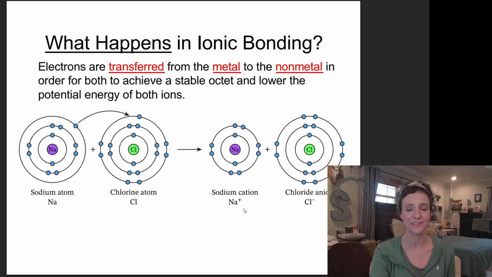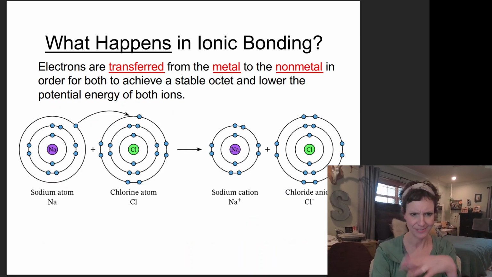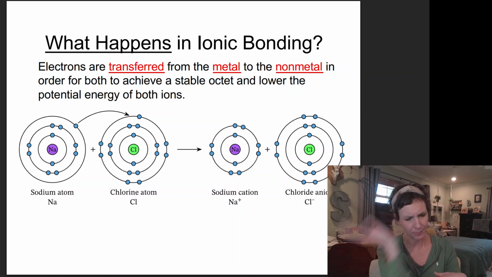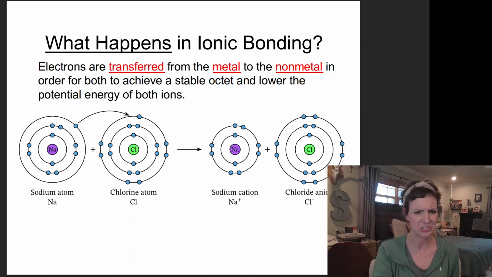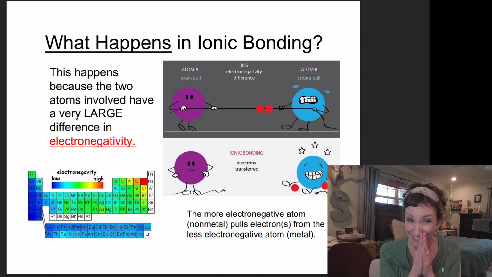Now I have a positive sodium cation and a negative chloride ion. And y'all, positive and negative. I think I know what's happening here, you guys. Okay, but let's talk about why this happens. How come I know one element's going to transfer an electron to another? Well, you guys, remember our electronegativity trend?